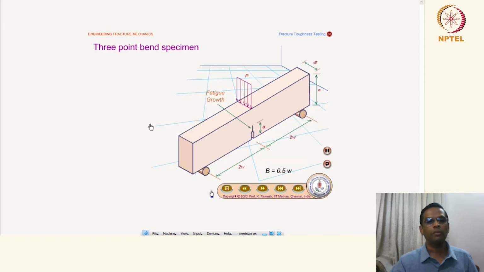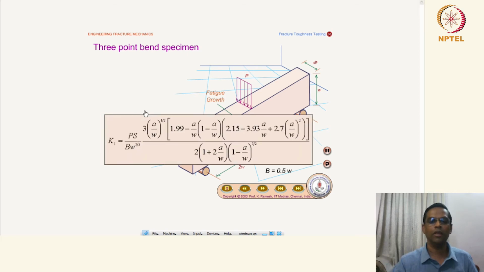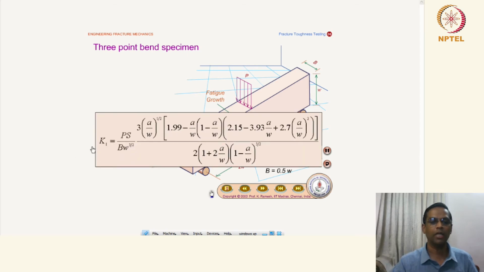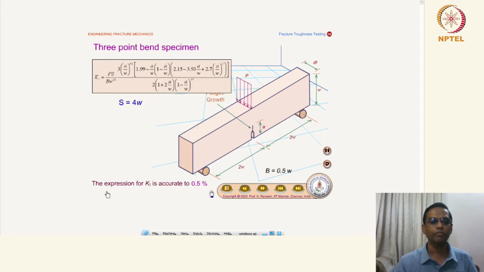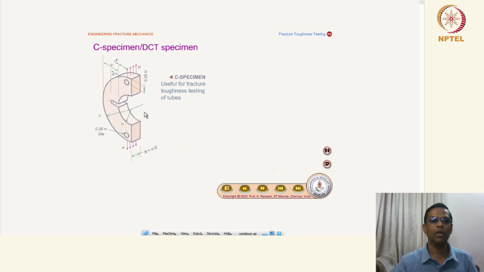Next one is the 3-point bend specimen, and we'll have a separate empirical relation for K1 as a function of a by W, and the dimensions are all shown here. Then you can just understand this. This expression for K1 is accurate to 0.5% in the range, and what is given is S equal to 4W. You can use that in the formula.